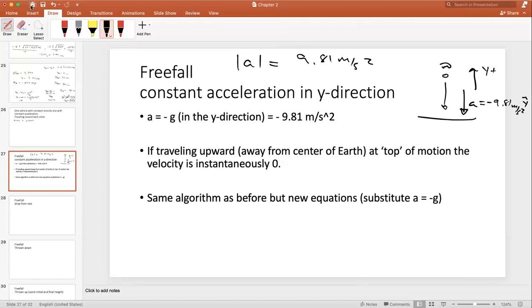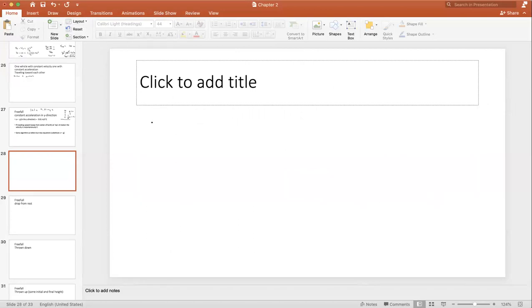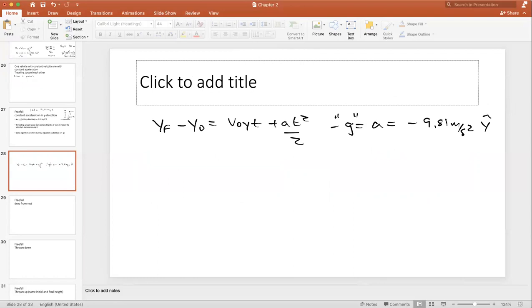So if I go back to my equations that we just learned, and we're going to put them in terms of y instead of x: v naught y t plus a t squared over 2. Now, I said that a is negative 9.81 meters per second squared in the y hat direction. This is known as g. Furthermore, it's negative g. G is not negative 9.81. G is 9.81 meters per second squared.